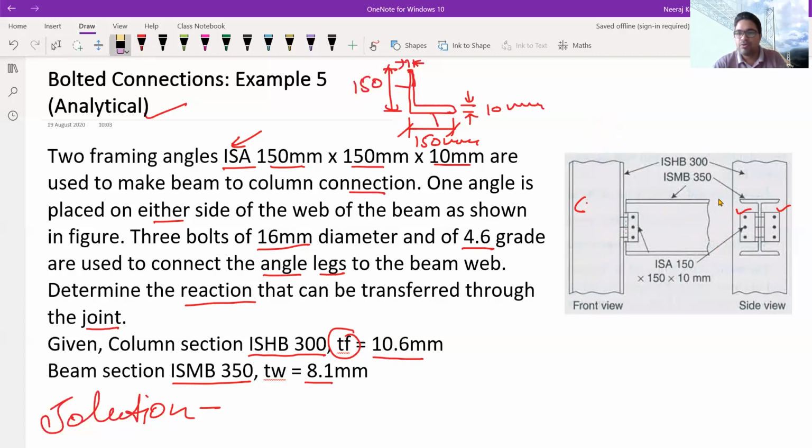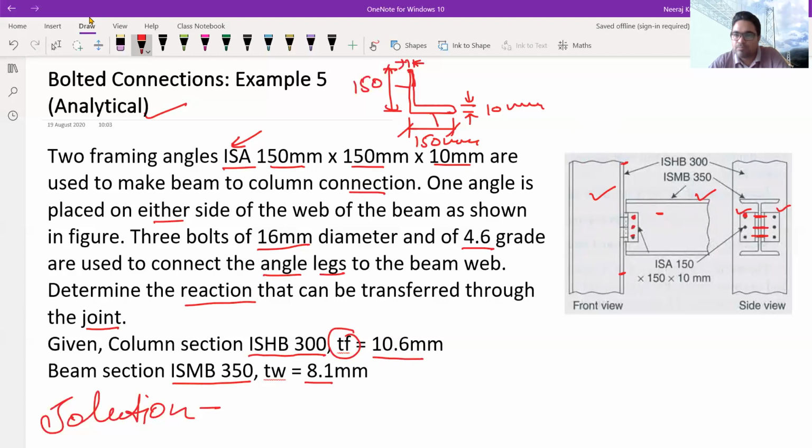Okay, so now there are angles provided for this beam to be connected with this column. This is the flange of this column, and this part is the web. So the web of the beam is connected with the flange of this column. With the flange, it is connected with these bolts, you can see in the side view, and these bolts are connected with the web, like here, here, and here. So these bolts are here.